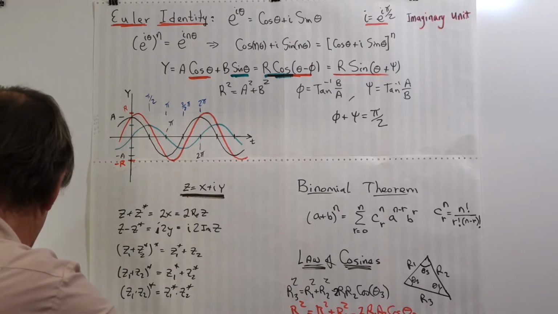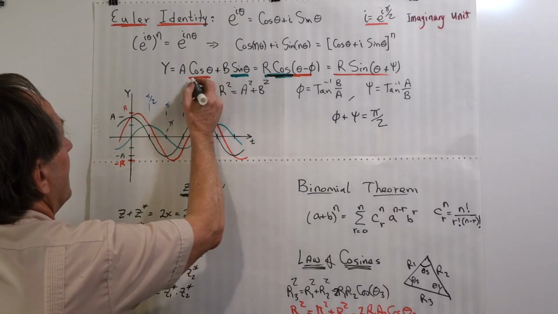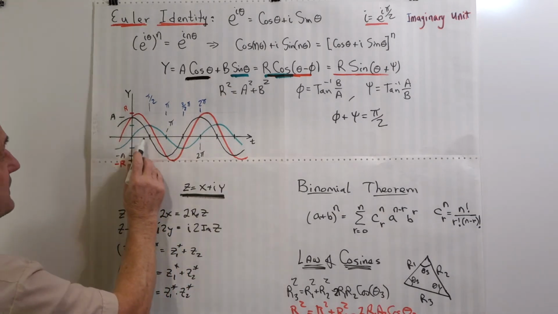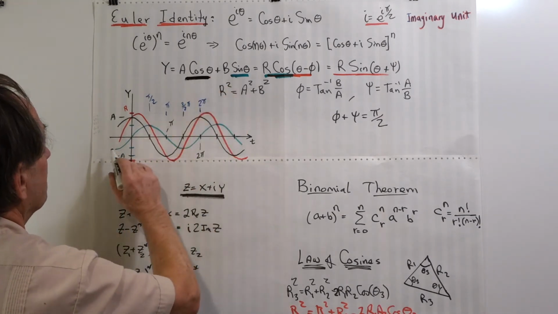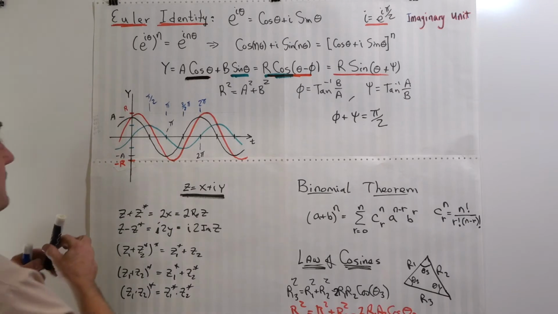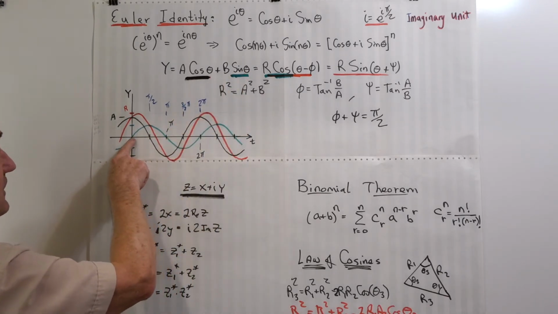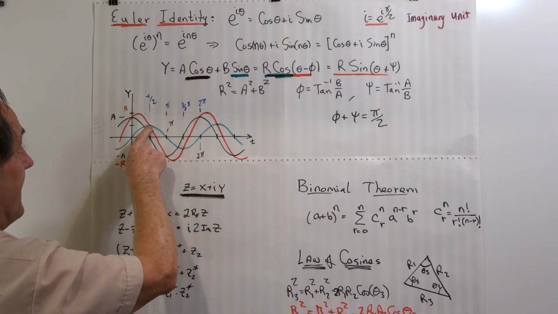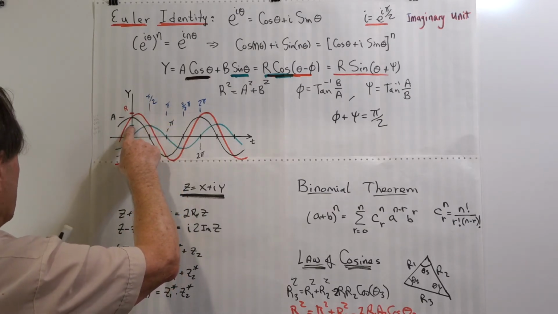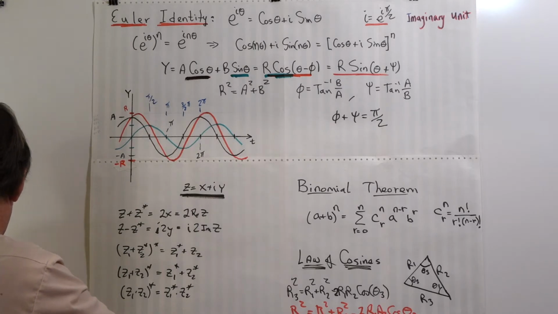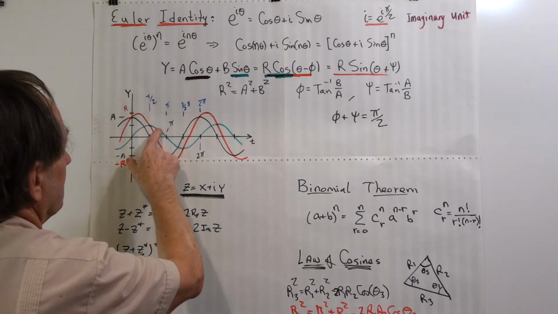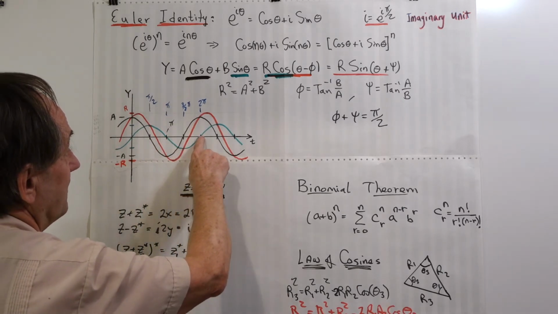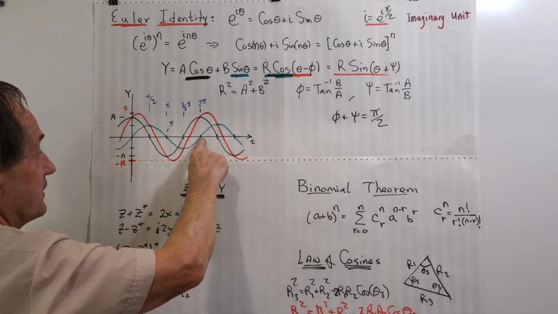I'm sorry, the cosine is in black. All right, so the cosine curve is in black. The sine curve is in green. So sine starts out when theta is 0. It starts out at 0. At pi over 2 radians, it reaches a maximum, which in this case is B. And then it goes through 0 at pi, reaches a negative maximum, and then goes through 0 at 2 pi.